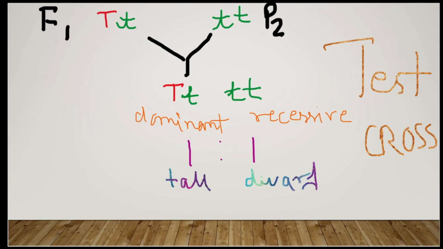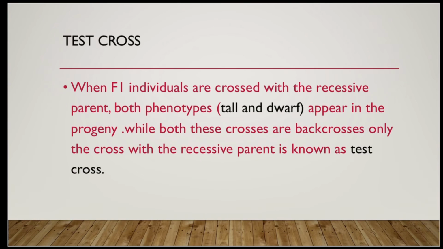So in test crossing, when F1 individuals are crossed with the recessive parent, both phenotypes, tall and dwarf, appear in the progeny. While both these crosses are back crosses, we can call them back crosses. Both are back crosses because we are crossing with their parents. But only the cross with the recessive parent is known as a test cross.